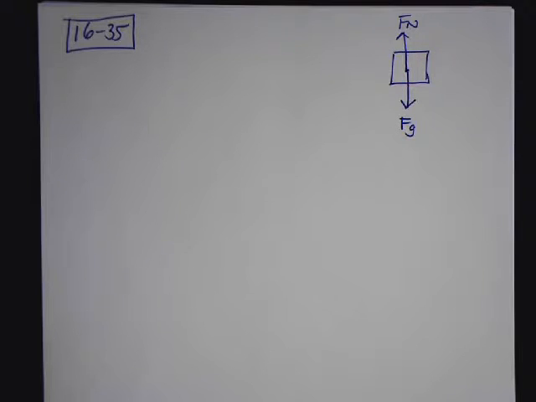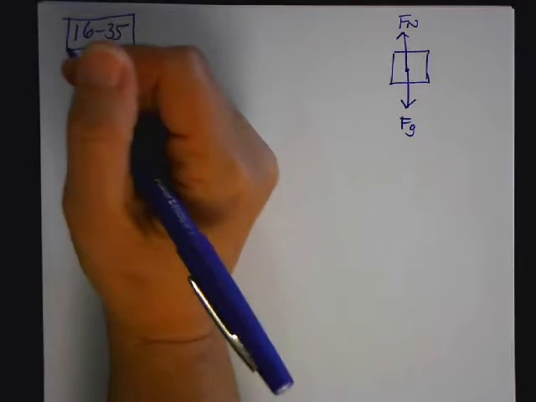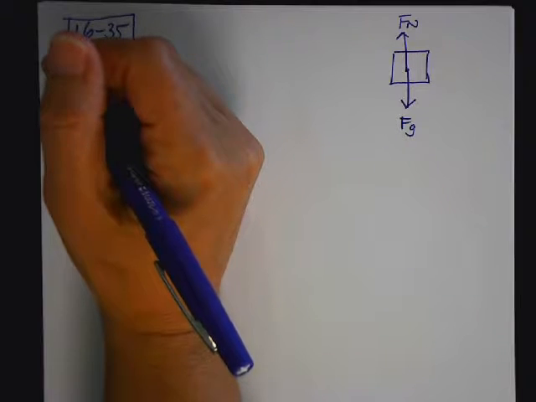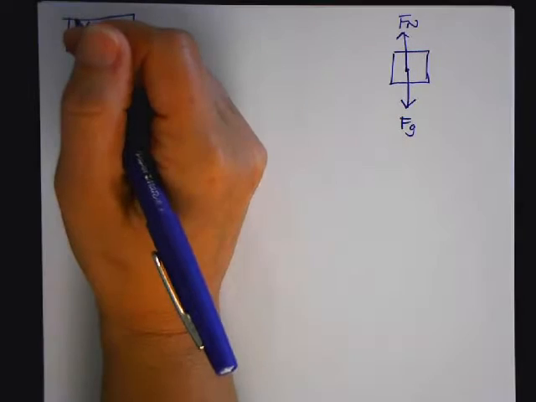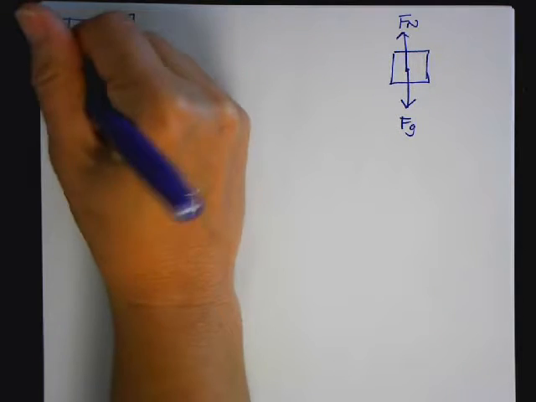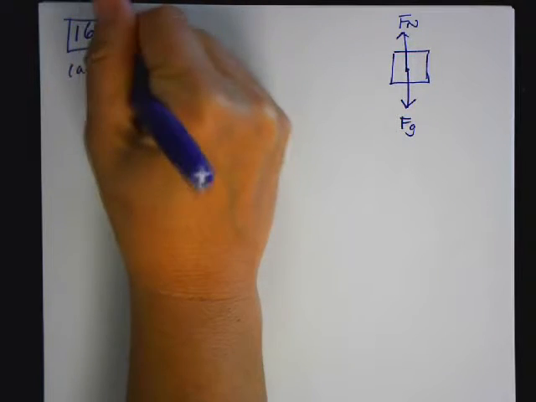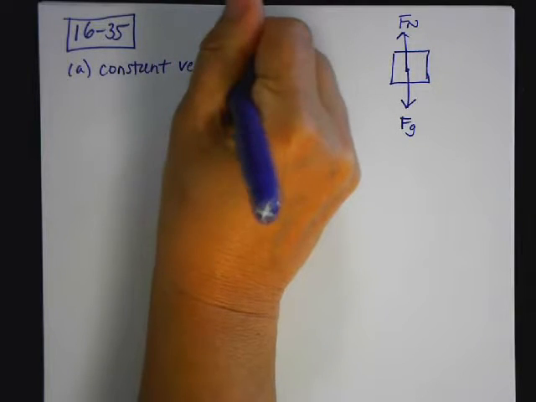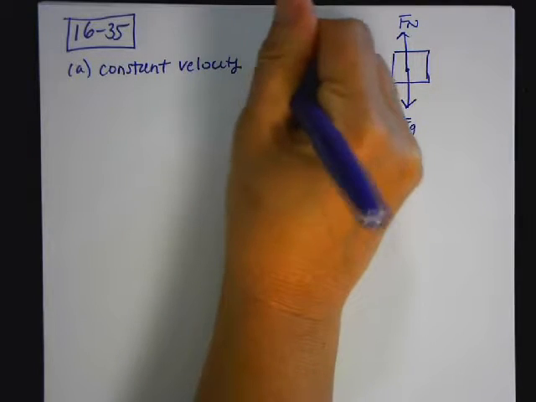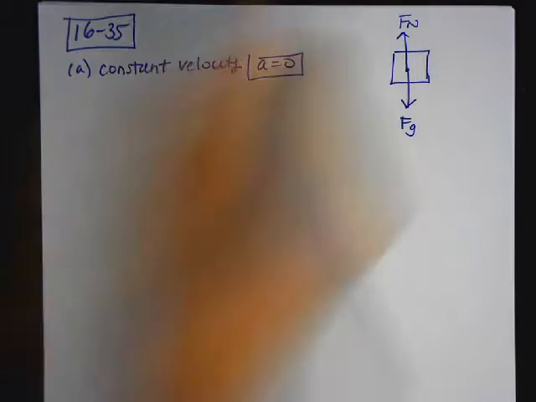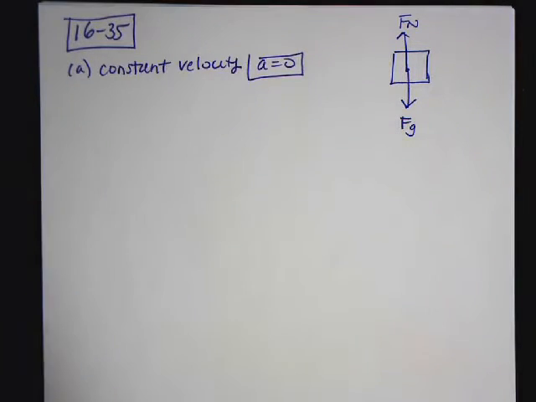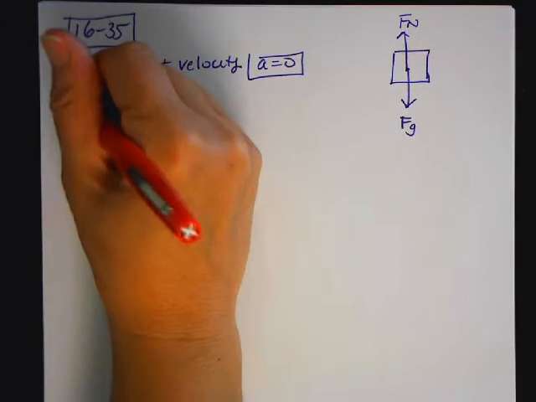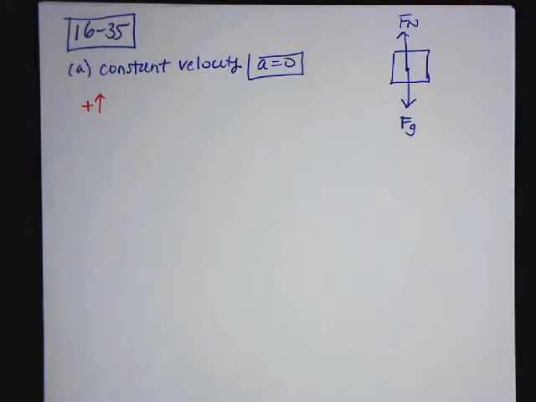All right, so let's read it. It says moving upward at a constant velocity of 2 meters per second. So first of all, you have to read carefully. Constant velocity means the acceleration is 0. So what does that mean? Well, when I look at my free body diagram, the first thing I want to do is draw my sign convention. So I'm just going to call up positive.